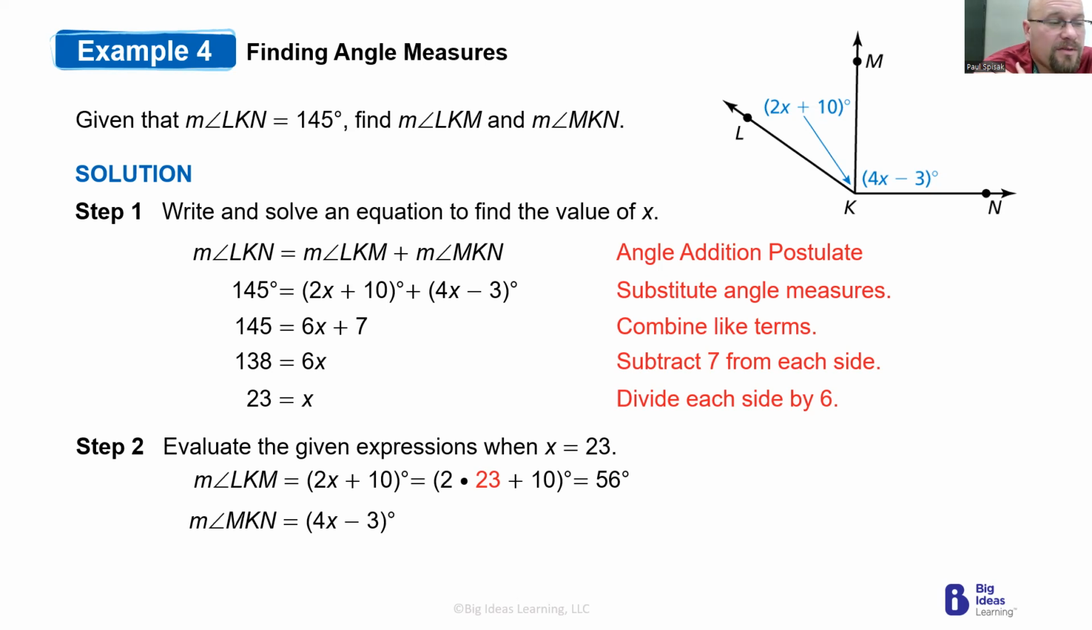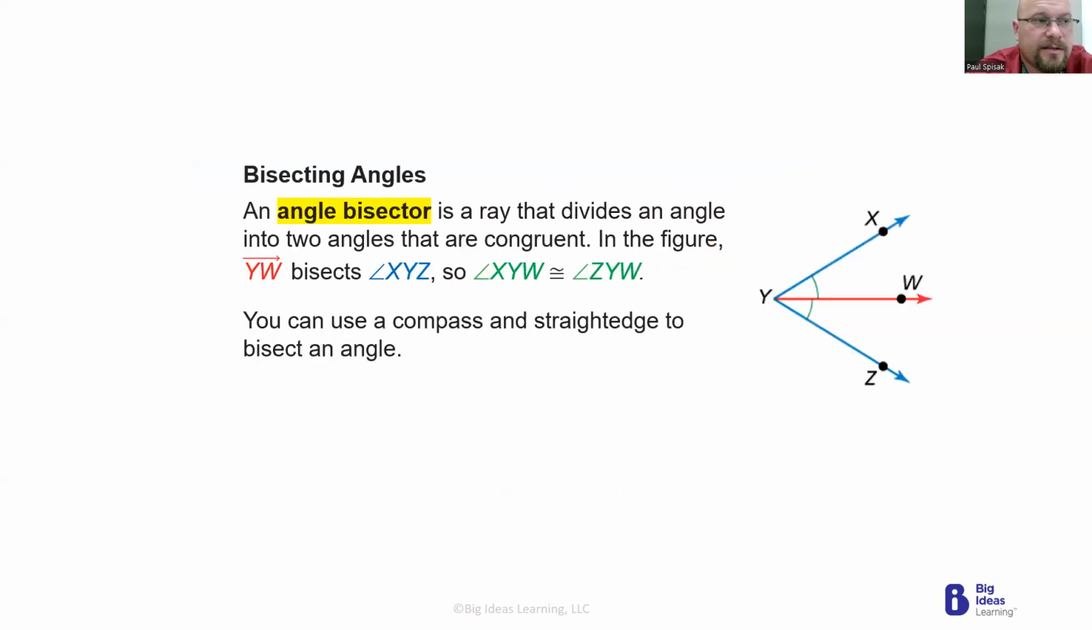Then we have measure of angle MKN. So if we take that and plug in x of 23, 23 times 4 minus 3 gives us 89. Now, if you want to double check to make sure that our work is correct, you can take those two values, since those are two smaller angles, they should add up to the same thing as the big one. So does 56 and 89 add up to 145? Yes, they do. So we did it correct.